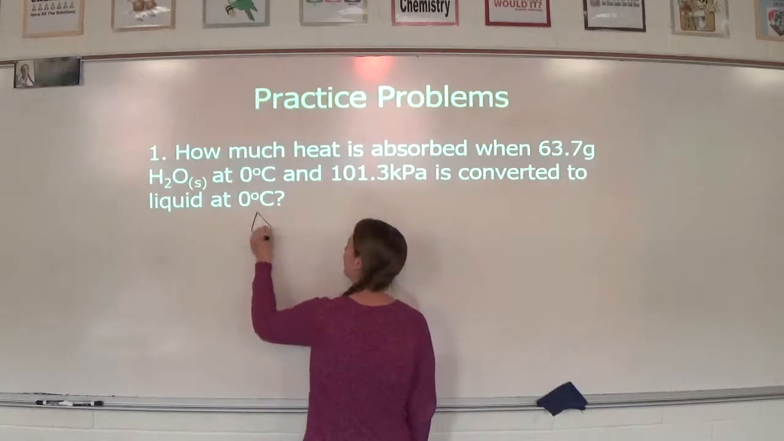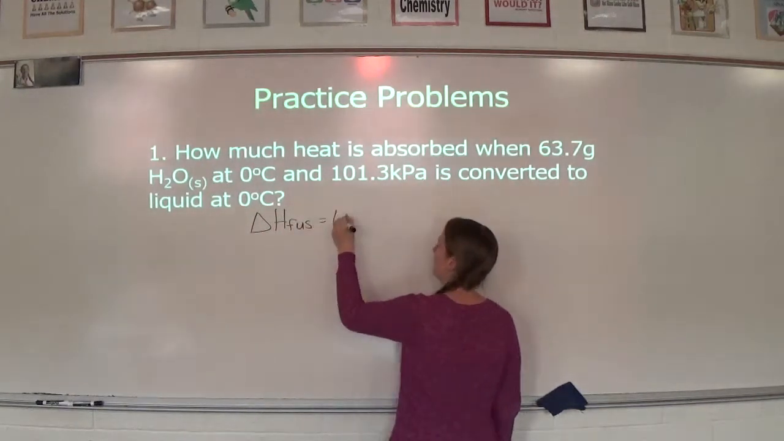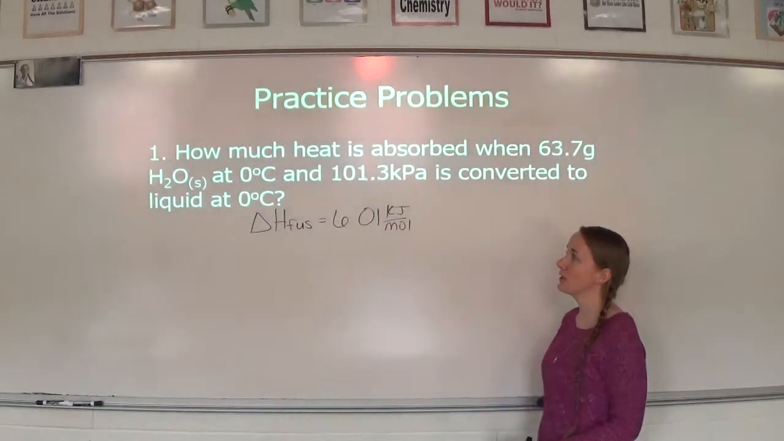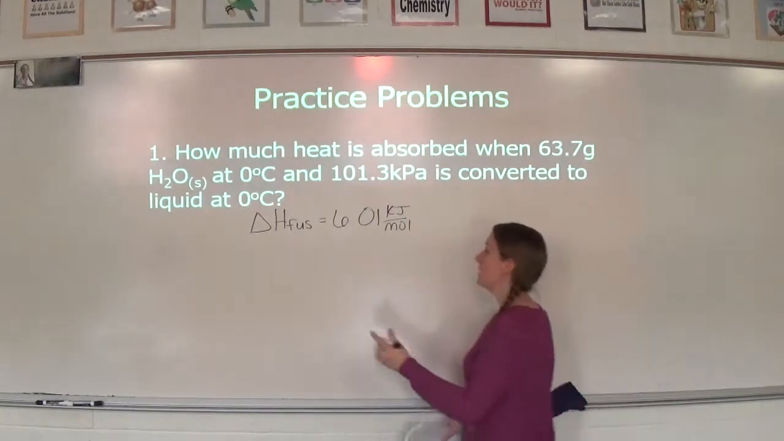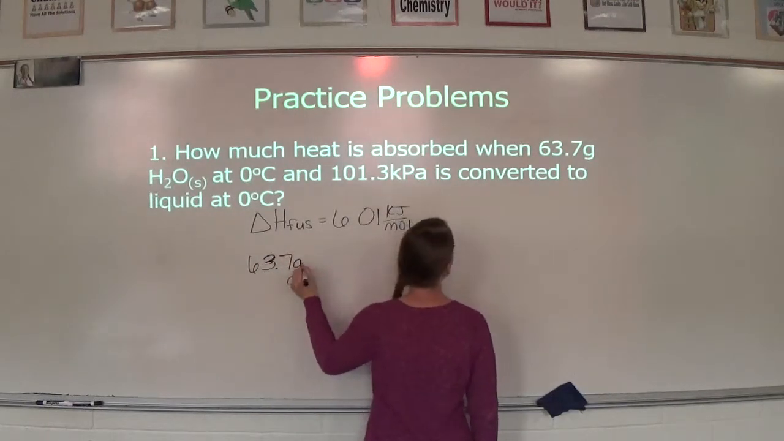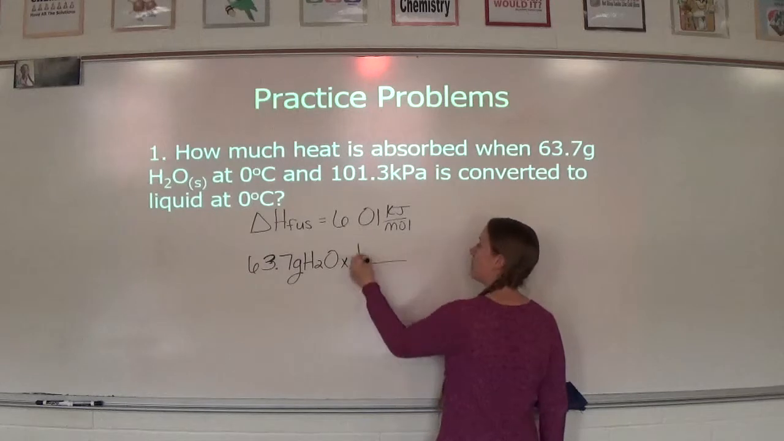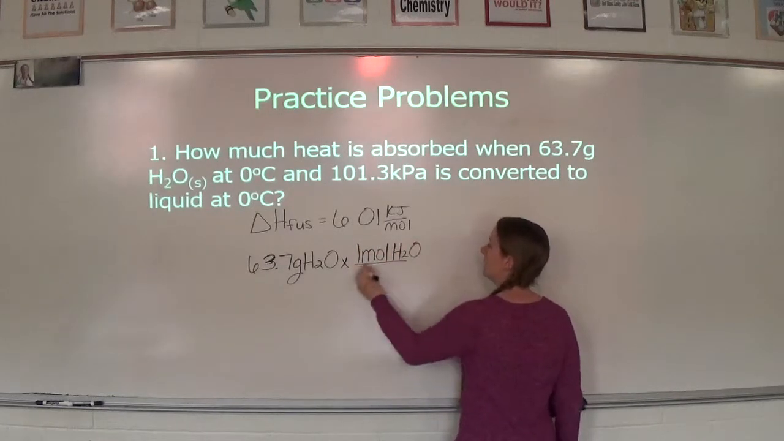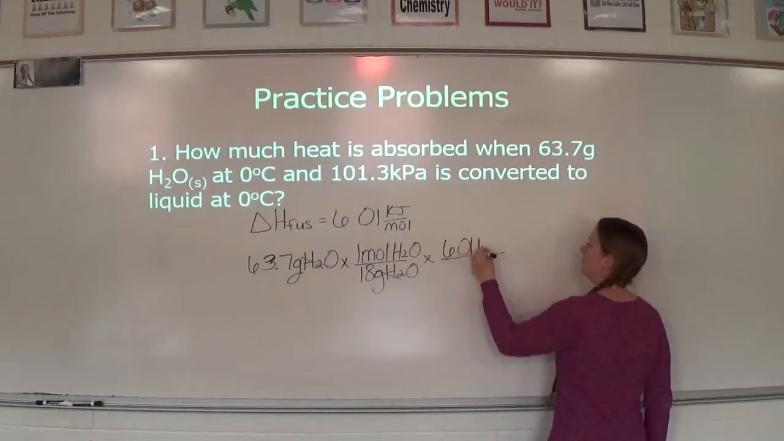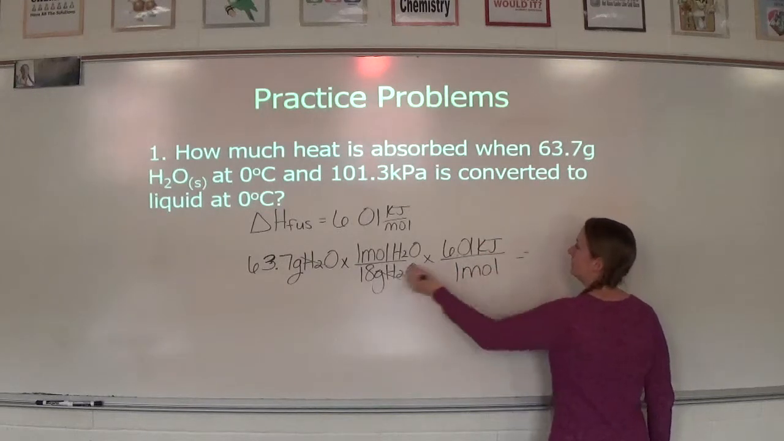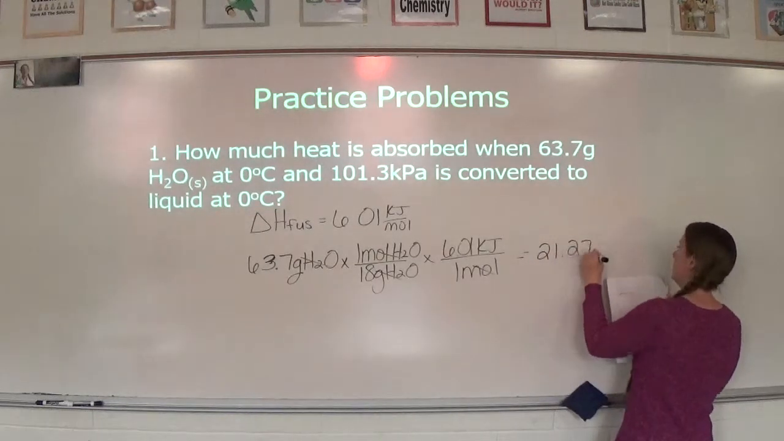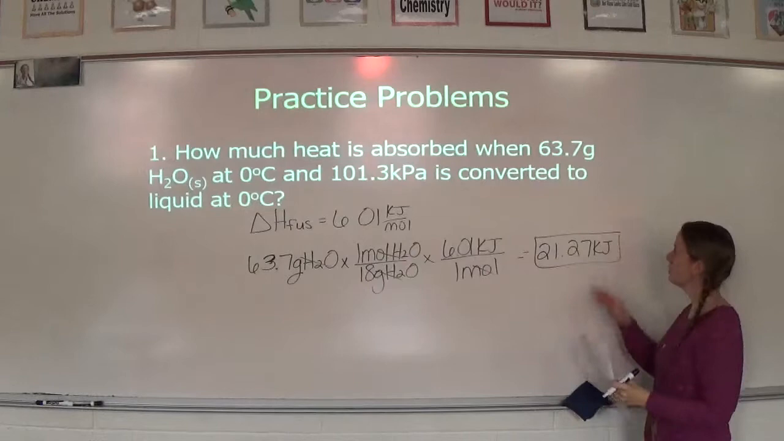Alright, so what is solid to liquid? That should make you think of delta H of fusion. If you look at the charts page that I gave you, delta H of fusion for water is 6.01 kilojoules per mole. So I start with what I'm given, and that's 63.7 grams of water. I use molar mass of water again, so 1 mole of water is 18 grams of water. Then I can multiply by my delta H of fusion. Once I multiply and divide for those, I got 21.27 kilojoules. Just like that.